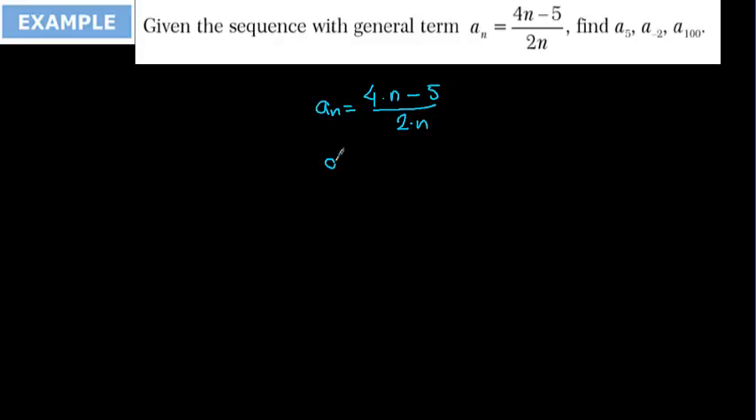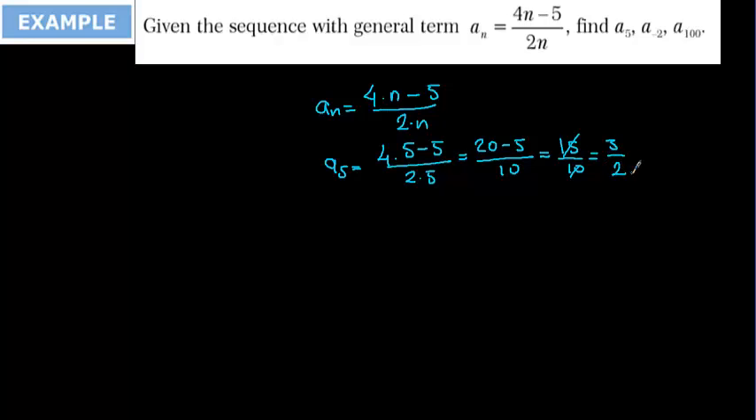Then a5 is going to be equal to (4 times 5 minus 5) over (2 times 5), which is equal to (20 minus 5) over 10, which is equal to 15 over 10. And if we simplify, they are both divisible by 5. The answer is going to be 3 over 2.